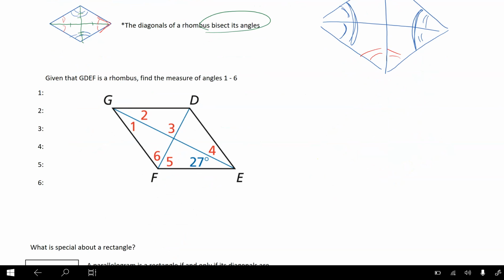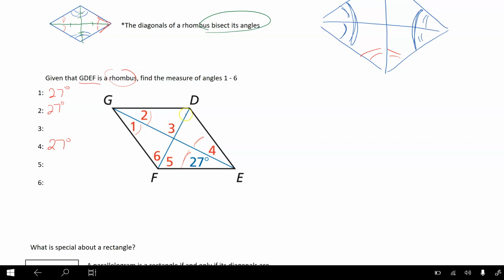So they might ask you things like this. Given that GDEF is a rhombus, find the measures of angles 1 through 6. So if this little angle here is 27, we know that angle 4 is also 27. And the ones on the opposite side, those two pieces of angle G, are also going to have to be the same. So 1 and 2 are also going to be 27 degrees. Then they want to know angle 3. Well, angle 3 is right here in the middle.